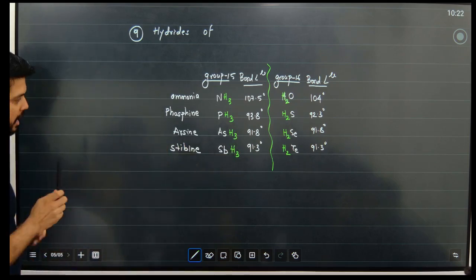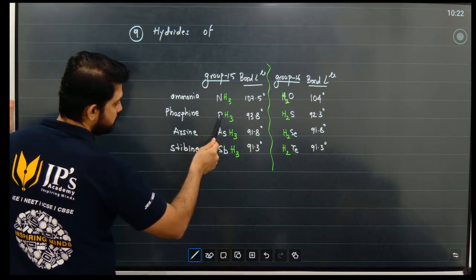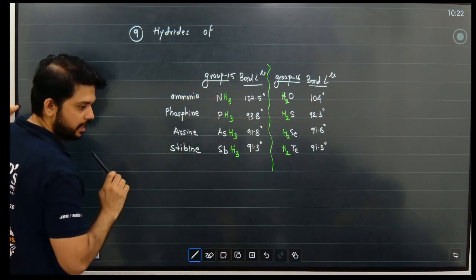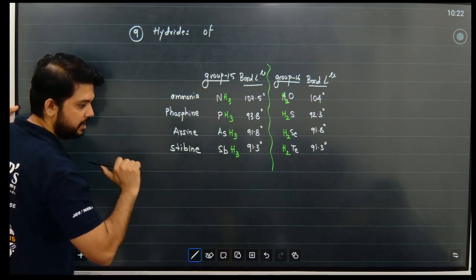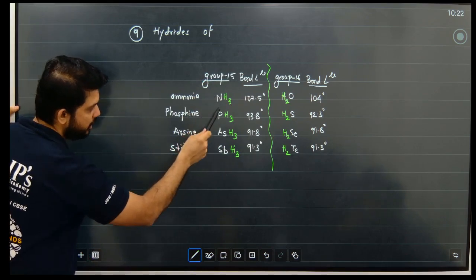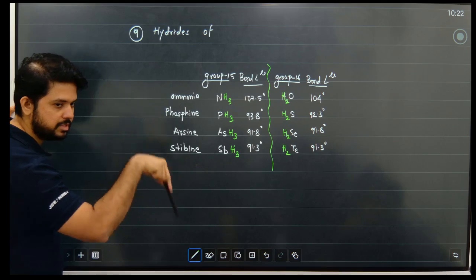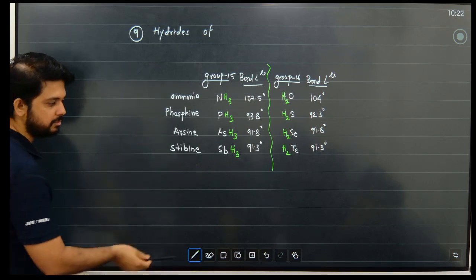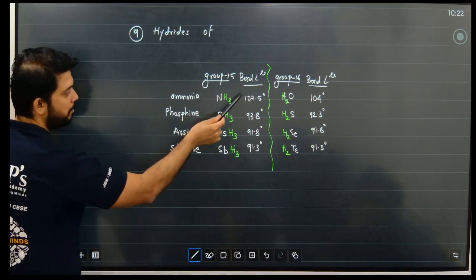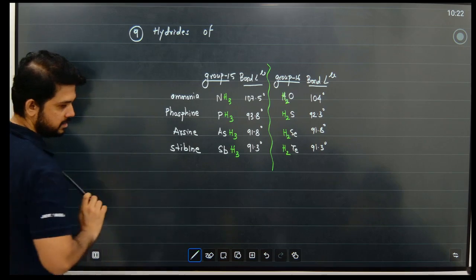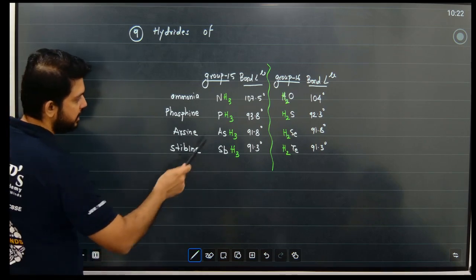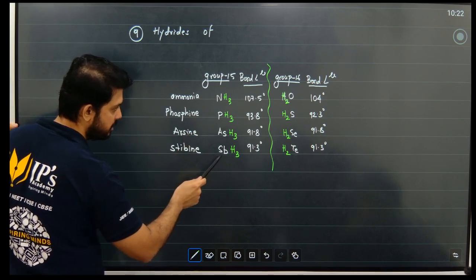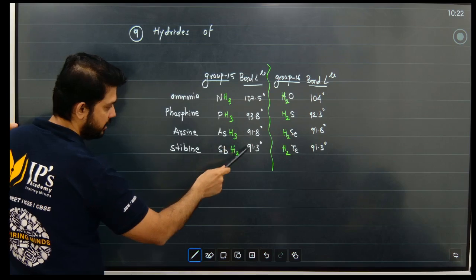Okay. And here I have nitrogen, phosphorus, arsenic, antimony. As I know, if I go down the group, electronegativity decreases. So as the electronegativity of the side atoms decreases, I repeat, when the electronegativity of the side atoms decreases, bond angle decreases. Pardon me, not side atom, central atom. If the electronegativity of the central atom decreases, bond angle decreases.